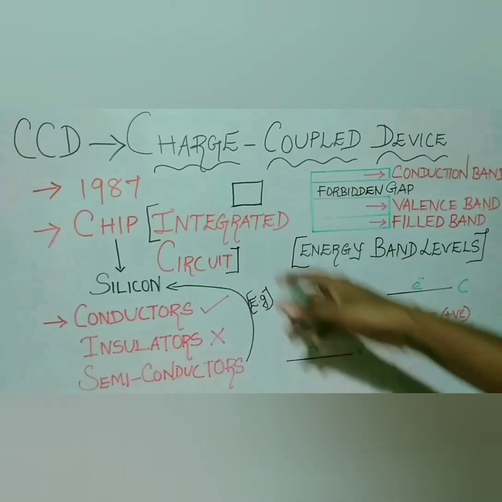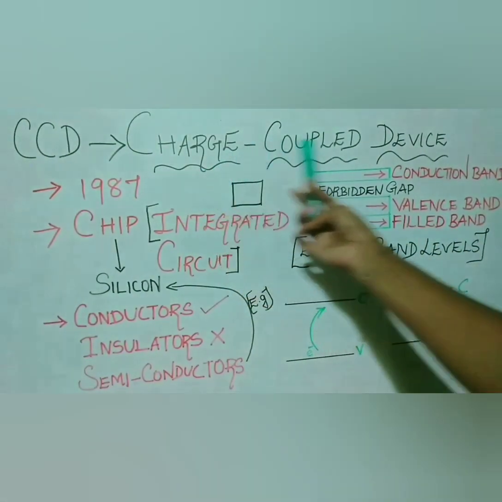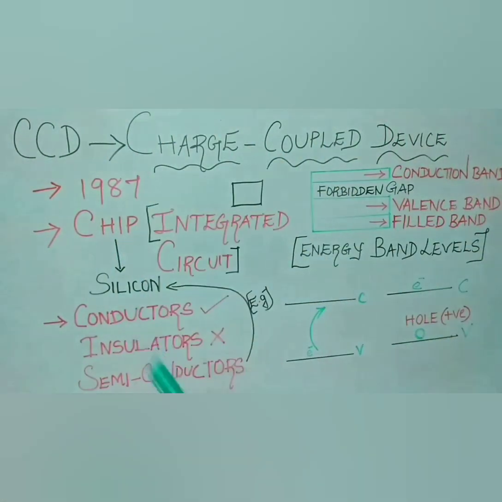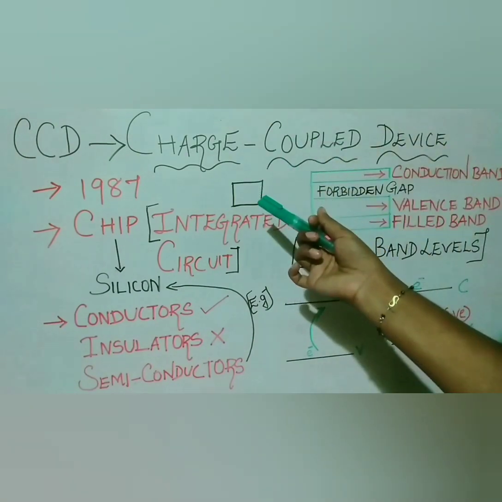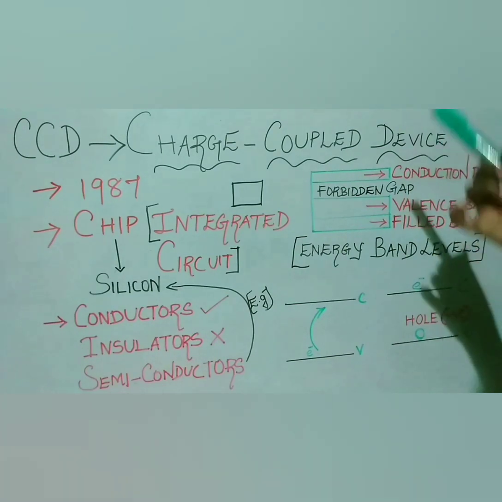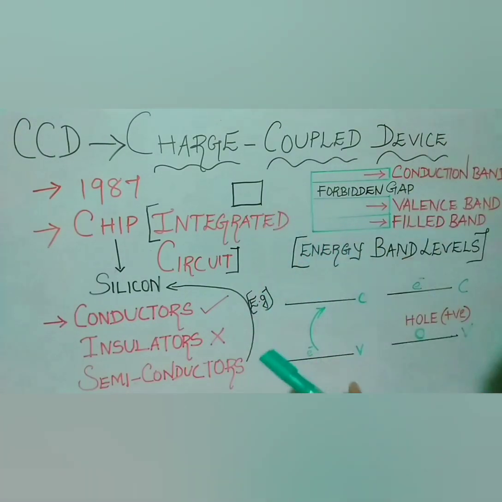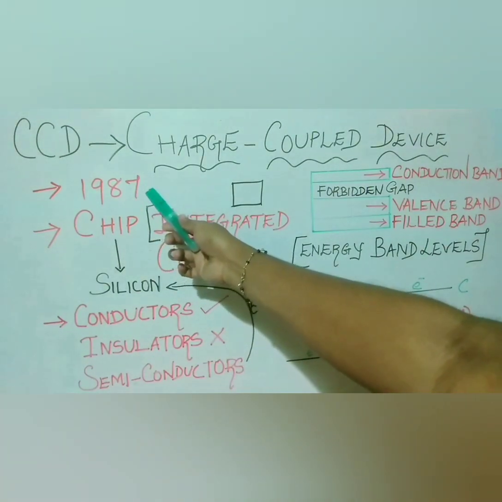Now let's study about our topic of interest, charge coupled device or CCD. As I mentioned earlier, detectors are used to detect and measure the amount and energy of radiation. So this CCD or charge coupled device is a highly sensitive photon detector, and this CCD was introduced to our dentistry in the year 1987.